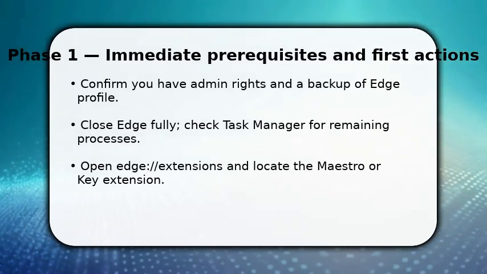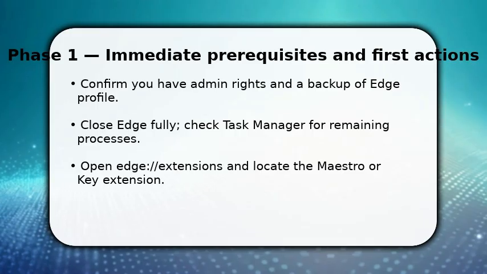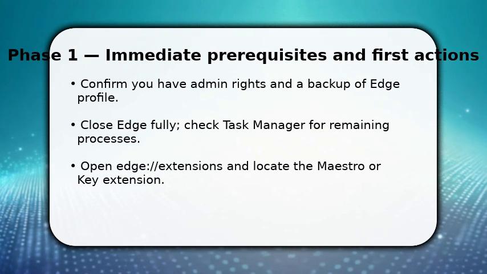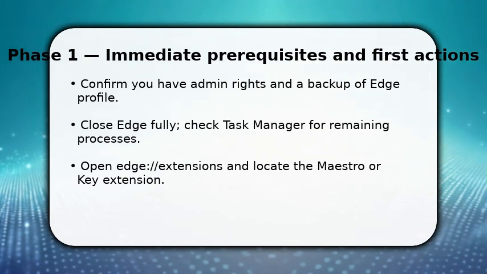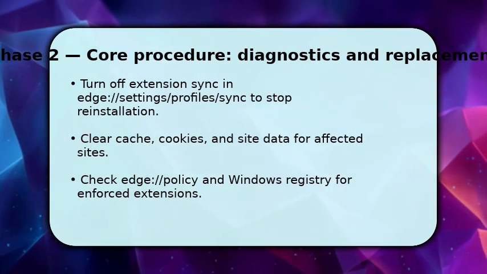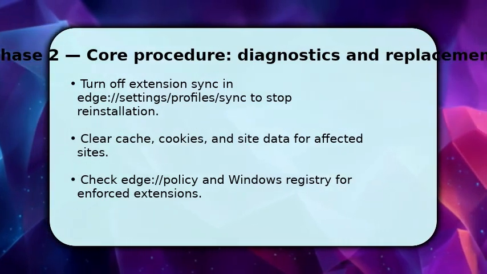Locate the extension or add-on named Maestro, Key, or anything showing the key icon. Click Remove and confirm. That initial removal takes out the overlay source. Once the extension is gone, don't stop. Make sure extension sync is off so it cannot reinstall.